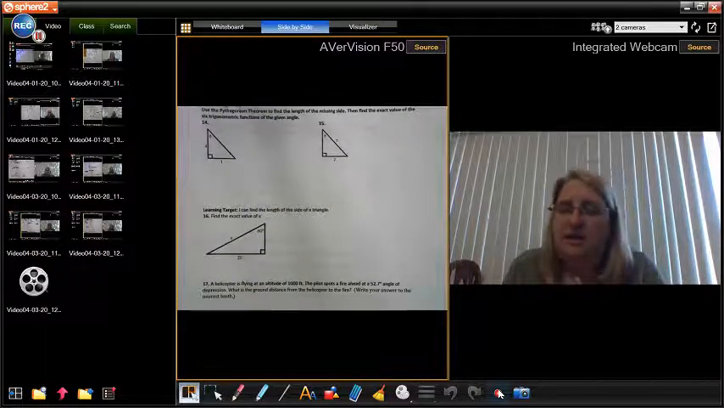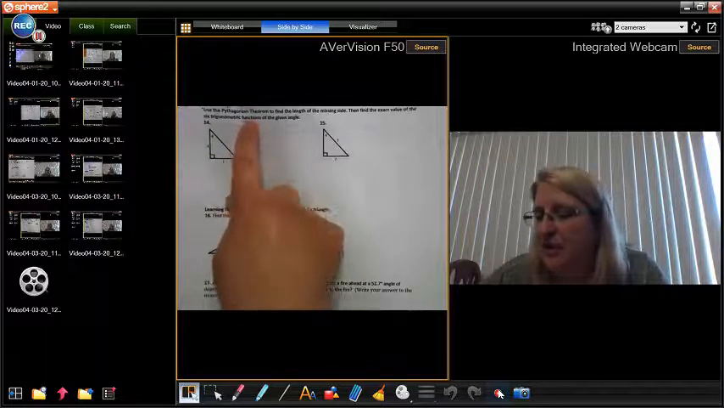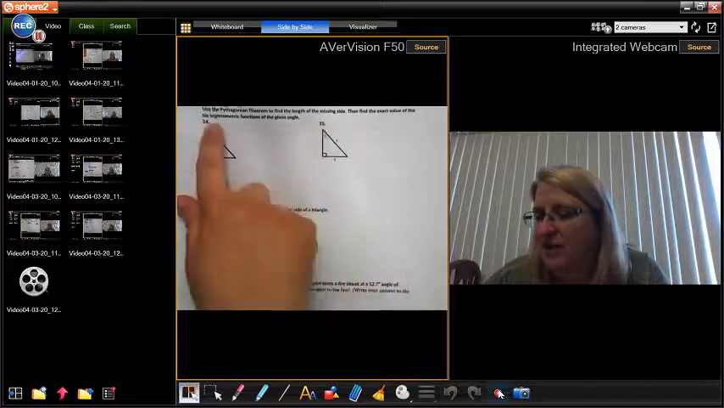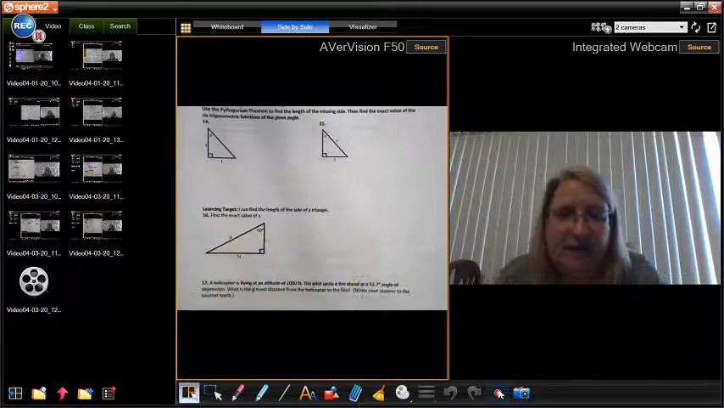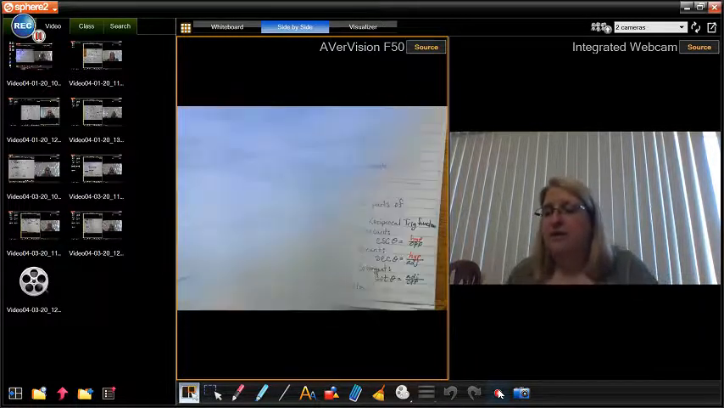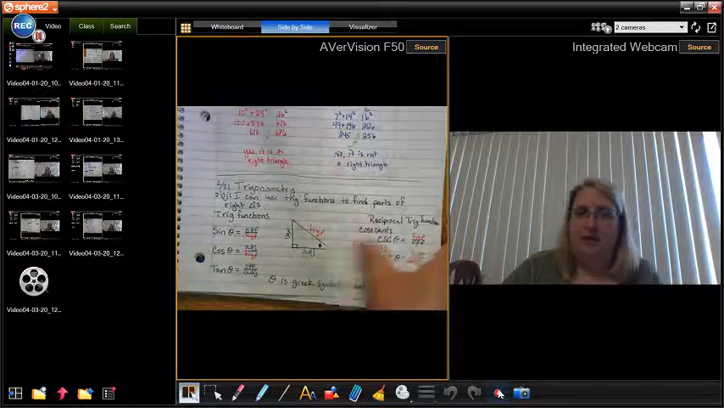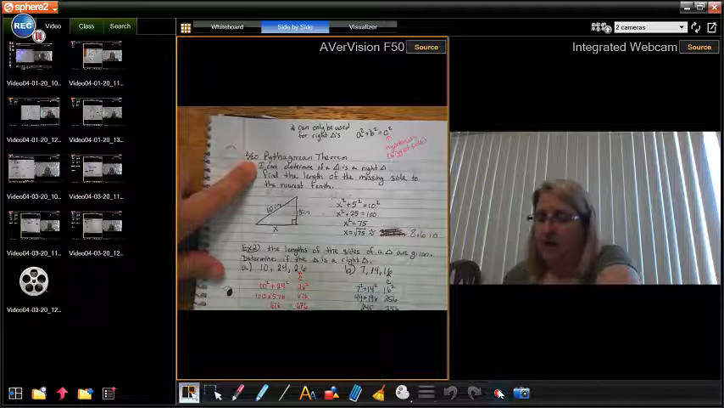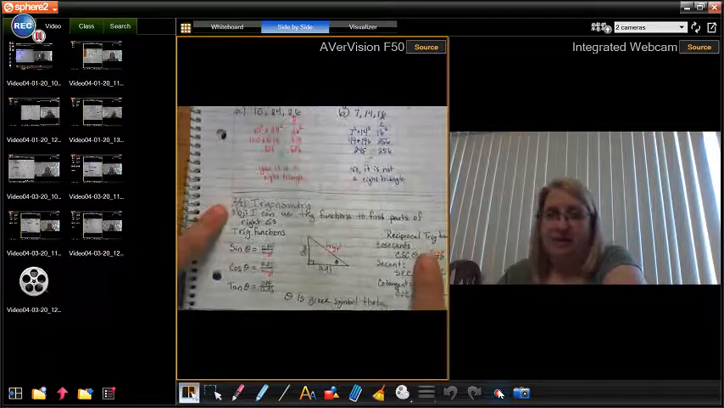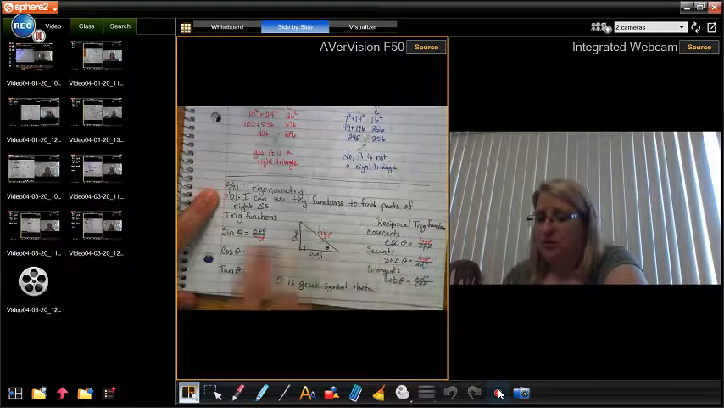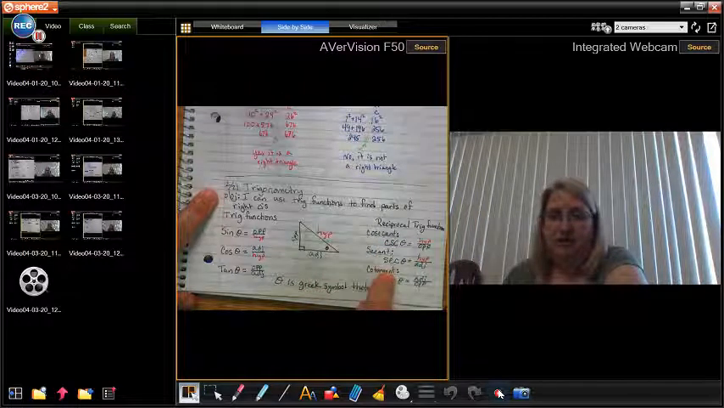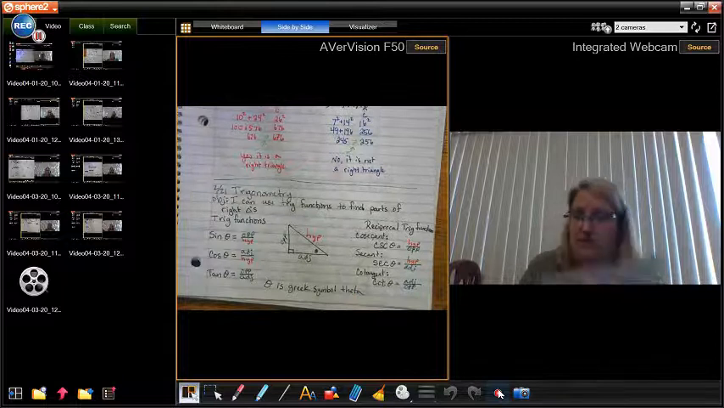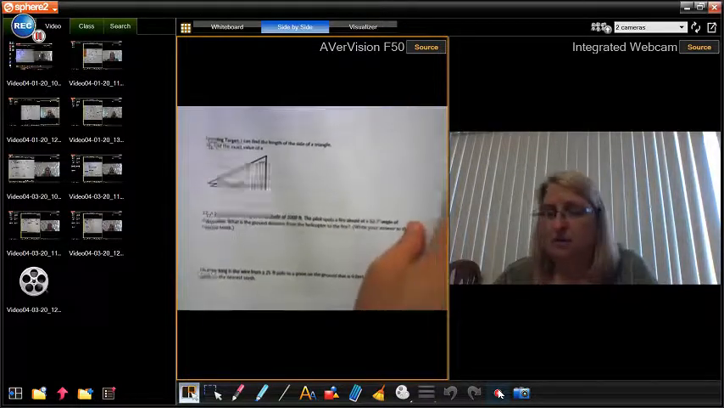Anyway, so it says to use the Pythagorean theorem to find the length of the missing side, and then find the exact value of the 6 trigonometric functions of the given angle. So that actually goes with February 20th, the Pythagorean theorem, and February 21st, which was the 6 trig functions. Those are the notes that you can refer to for these problems.